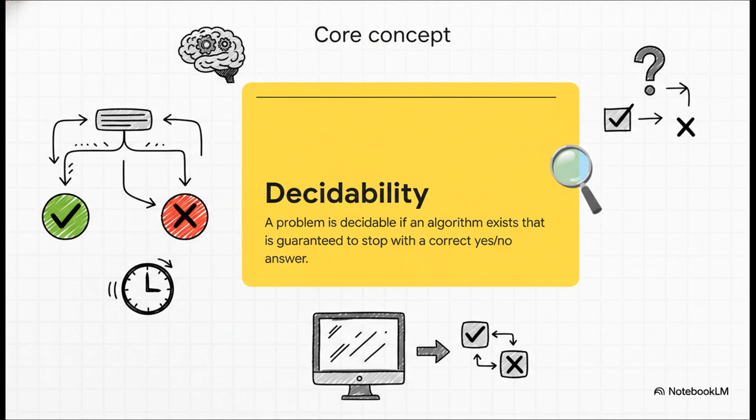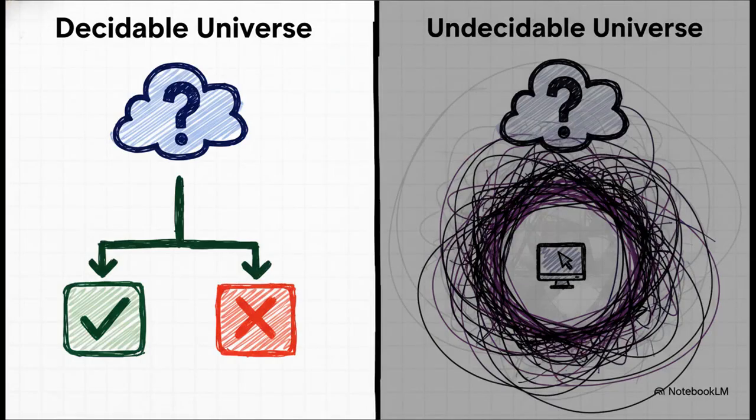It's a huge idea. A problem is considered decidable if you can write an algorithm, a program for a Turing machine, that is guaranteed to eventually stop and give you a correct yes or no answer for every single possible input you could ever throw at it. And this idea basically splits the entire universe of computation in two. On one side, you have decidable problems, where an algorithm that always works is at least possible.